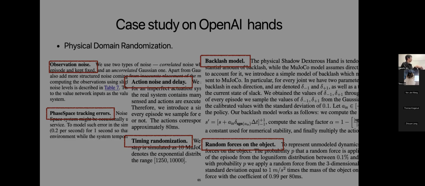There are also some very tedious but important steps, like randomizing the time step of your simulations. In simulation, you integrate all the velocities at certain time intervals, and you also need to randomize that, whether it's 100 milliseconds or 10 milliseconds. And there are also robot-specific things, maybe backlash or some random force onto the objects. So there is a huge number of things you need to randomize to make it work.